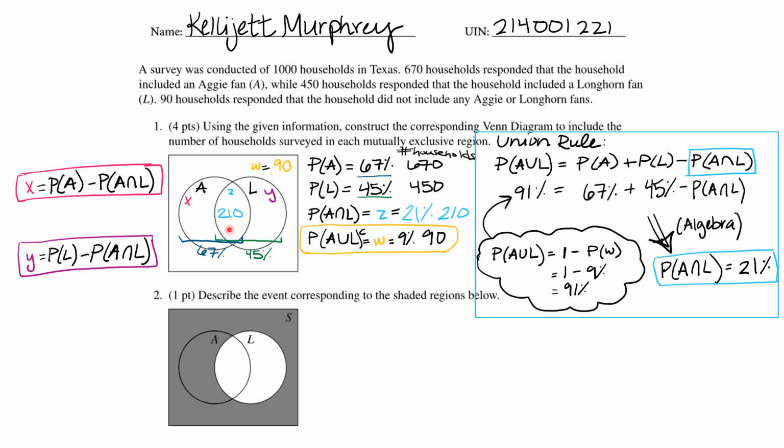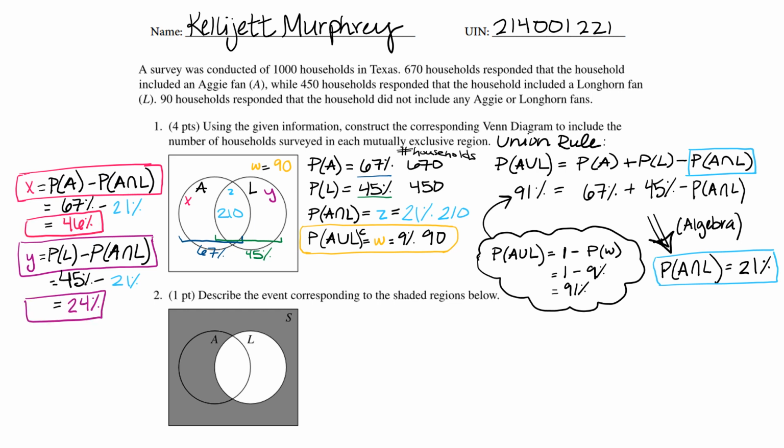Now we just need to plug this value into our other formulas to find the X and the Y values. So we plug our percentages in and we subtract, and we get the values of 46% and 24%. These percentages turn into the numbers 460 households for X and 240 households for Y. And there you go. There's our answer for question 1. Every region in the Venn diagram is filled in with the number of households that fit into that region.